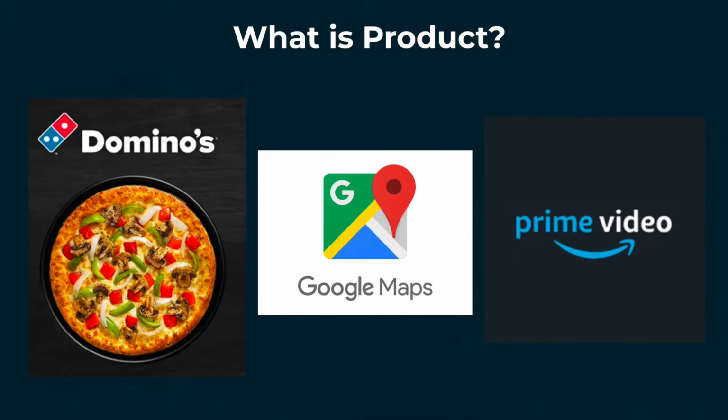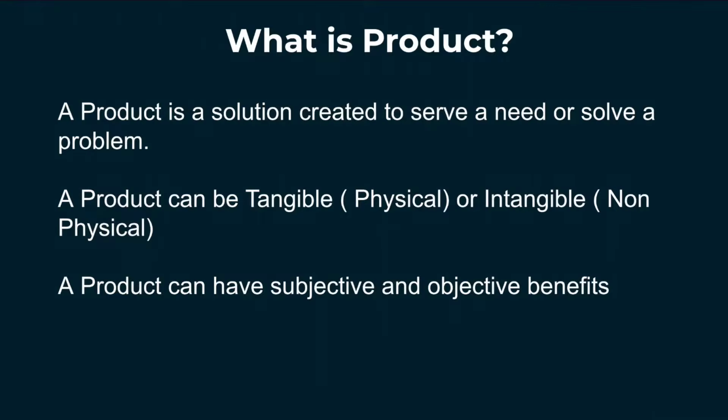So first, let's understand what is a product. We see a lot of things in our day-to-day life. We eat a pizza, pizza is a product. We use Google Maps, Google Maps is a product. We watch movies and web series on Netflix. We watch web series on Amazon Prime, Amazon Prime is a product, right? So what is a product? Let's understand that before diving into product management. A product is a solution created to serve a need or solve a problem.